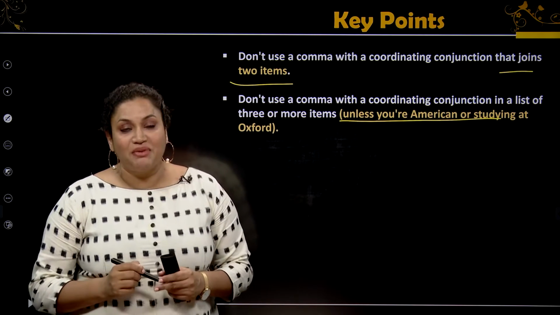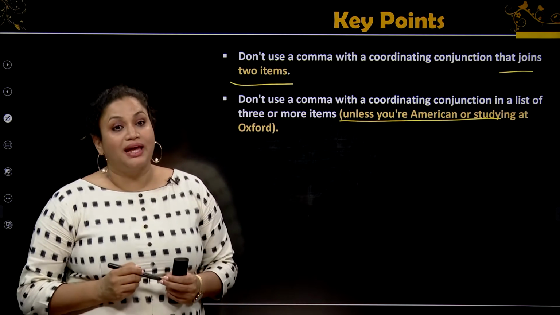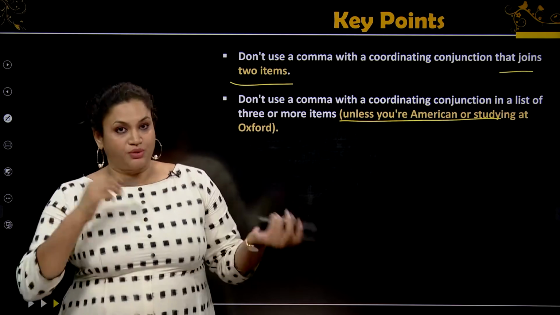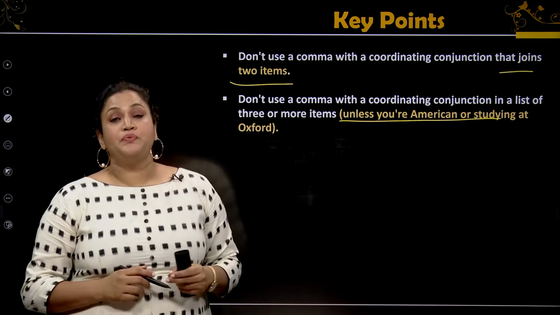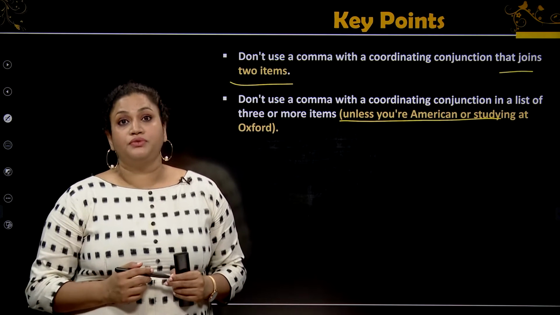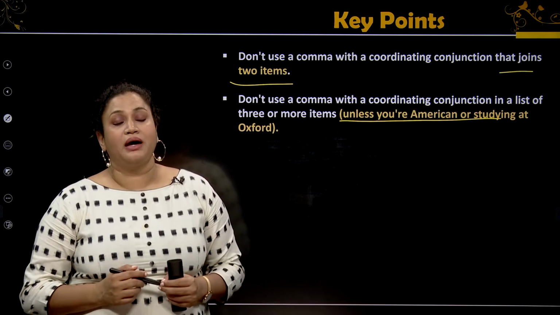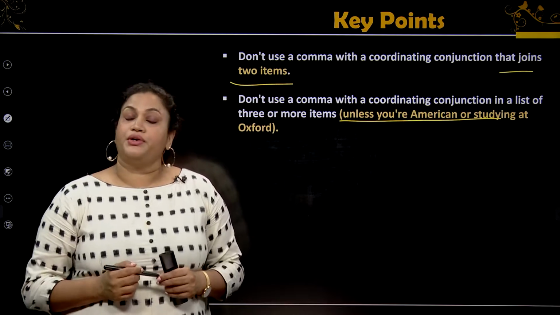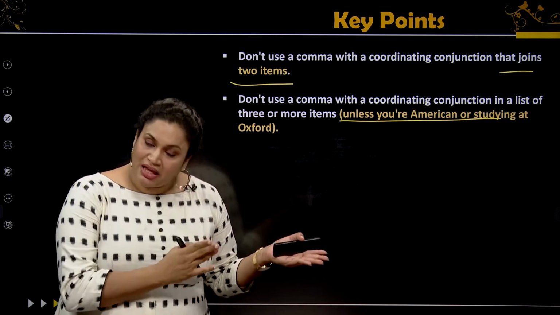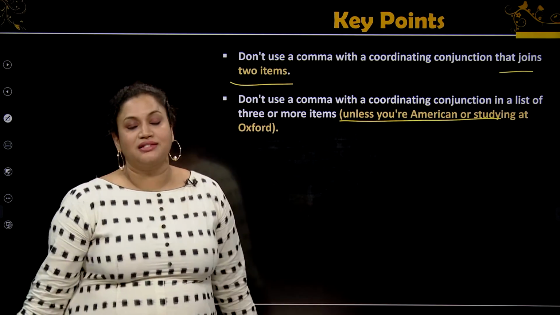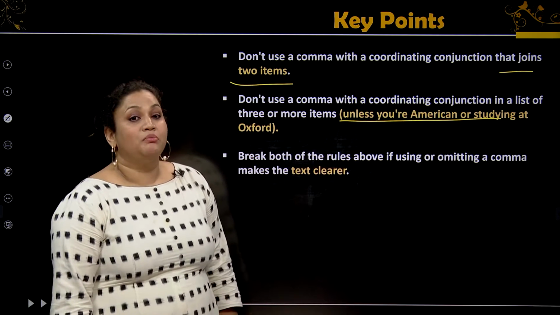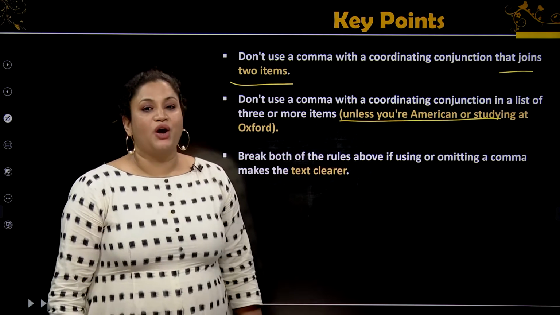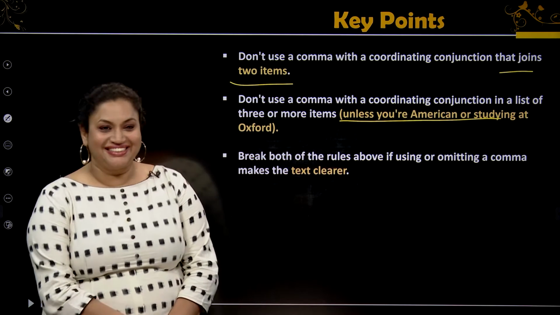this is an SAT examination and we are supposed to be using the SAT standards. I mean, whatever is their way of using. So therefore, whenever you have three or four items, and you have to divide them, if you are taking an American test, make sure, if it is for the SAT test, we should be using a comma and an and. Break both the rules above if using or omitting a comma makes the text clearer.